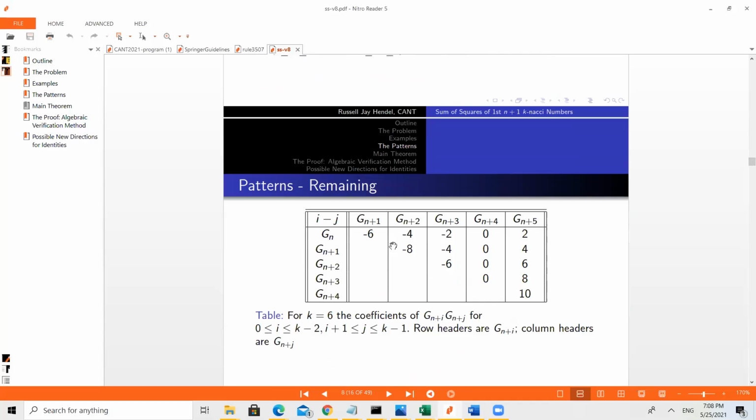Now, these are the tails of the coefficients for just the case k equals 6. And when I lay it out like this, you can see the pattern. You have 2, 4, 6, 8, 10 here. 5, of course, is 6 minus 1. And here you go backwards by 2: 2, 0, minus 2, minus 4, minus 6. Here you go backwards by 4: 4, 0, minus 4, minus 8. Here you go backwards by 6. Here you go backwards by 8. Here you go backwards by 10.